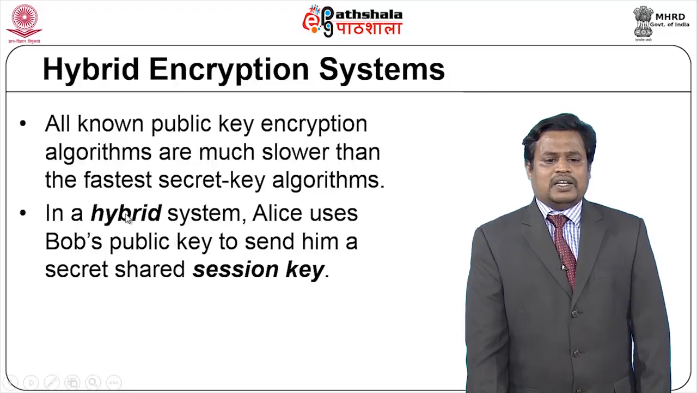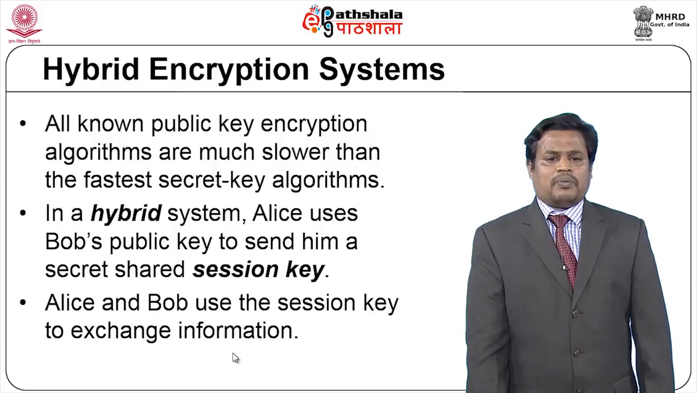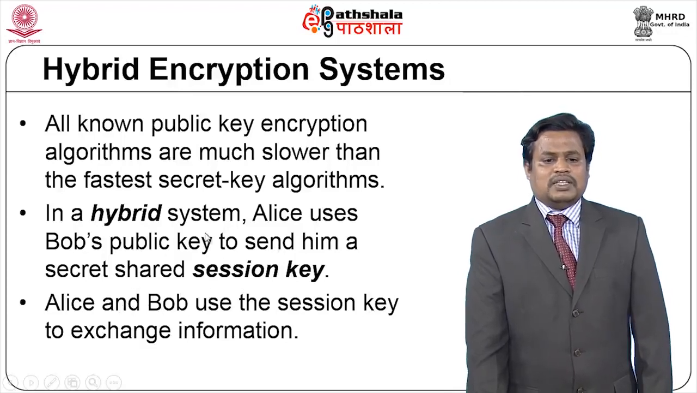So, what is the idea here? In a hybrid system, Alice uses Bob's public key to send a secret message, called a session key. Then Bob and Alice use the session key to exchange the information. So, now what is happening? The symmetric key problem is overcome by the asymmetric key, and the asymmetric problem is overcome by the symmetric key. The new key introduced by this hybrid encryption system is the session key, which is going to be used between Alice and Bob. The session key is generated with the help of public key encryption.